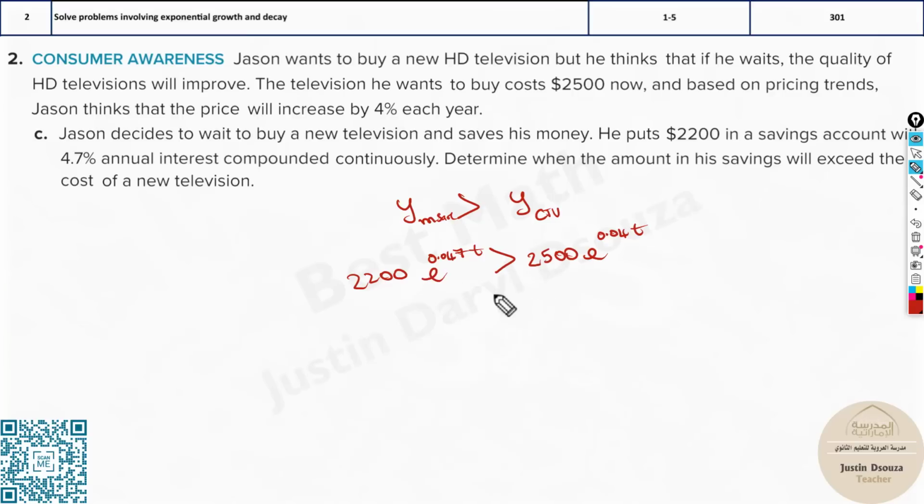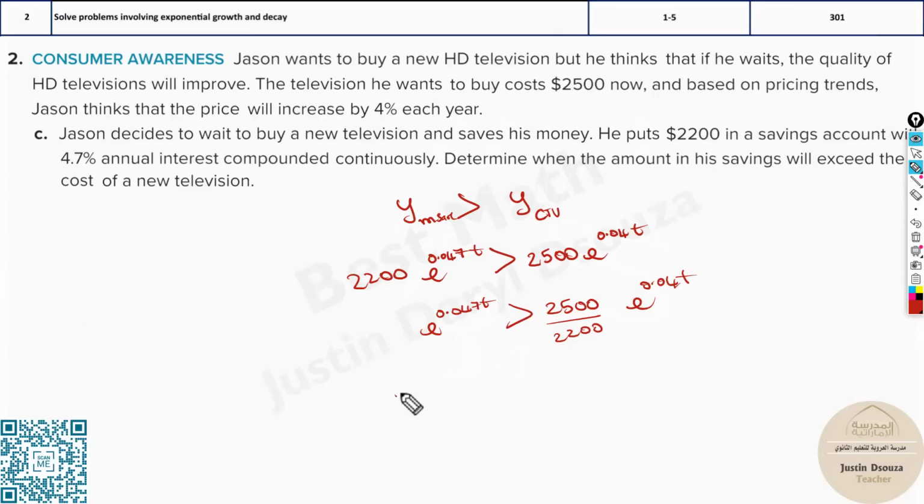But before that, let's simplify how much we can. So I'll take this 2,200 to the other side. You're remaining with e to the power 0.047t greater than 2,500 divided by 2,200 e to the power 0.04t. Here you can put this in the calculator and get the answer, but let's just do 1 or 2 steps, because steps are important because it's a written exam, isn't it?